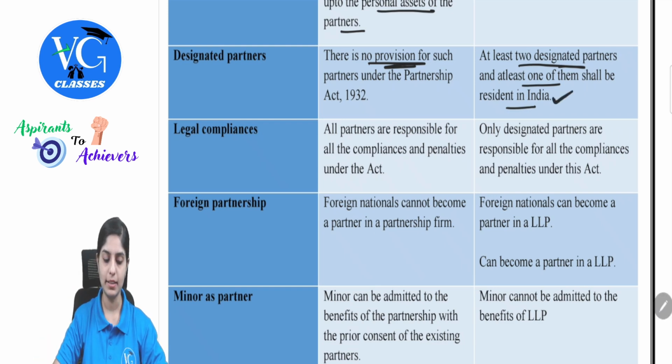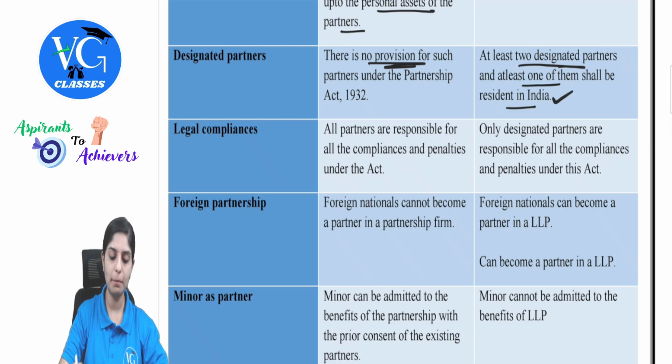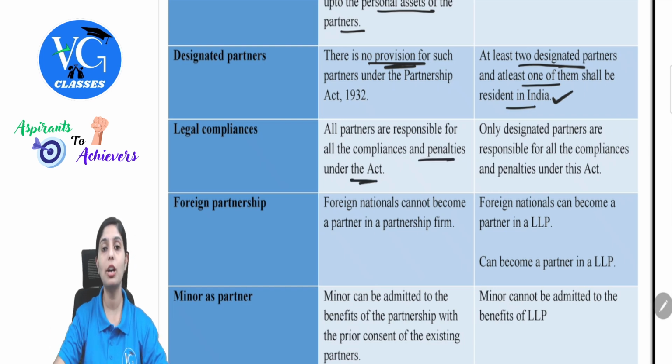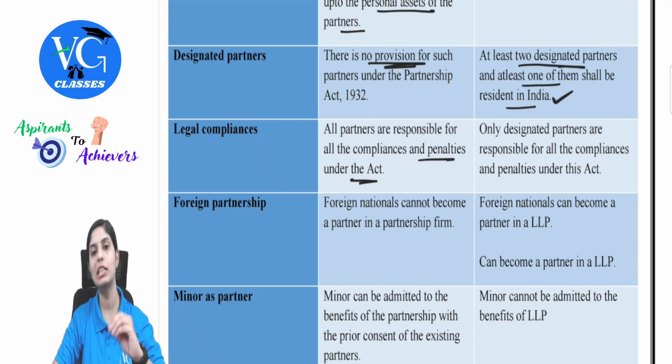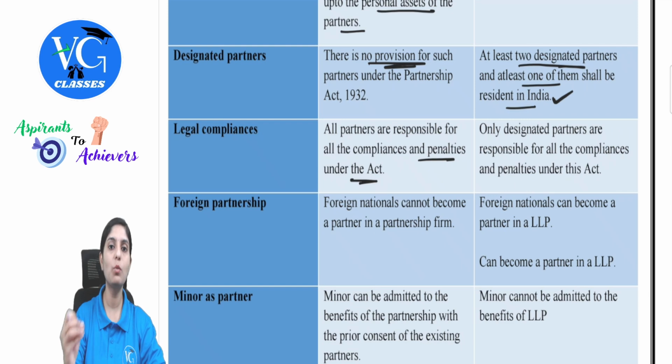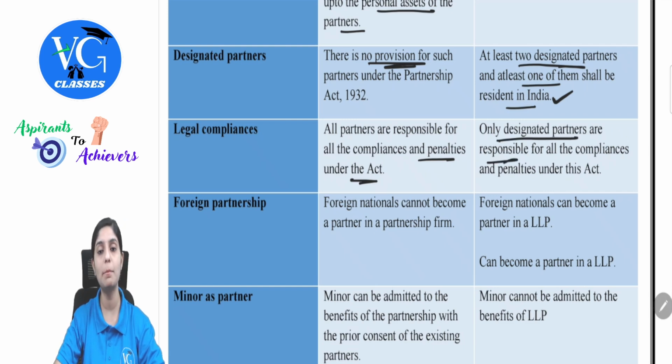Next, legal compliance. In a normal partnership, all partners are responsible for all the compliances and penalties under the Act. Here, they cannot blame and say, I am not liable for whatever has happened. If the judgment or the decision taken by the firm is not in a favorable way, amongst all partners, everyone would be held responsible. Whereas under LLP, only designated partners are responsible for all the compliances and penalties. Because as I mentioned, they are the ones who will be responsible to run the business. So when it comes to compliances and penalties which arise due to some default from the people who run the business, this again should have been considered by them itself.